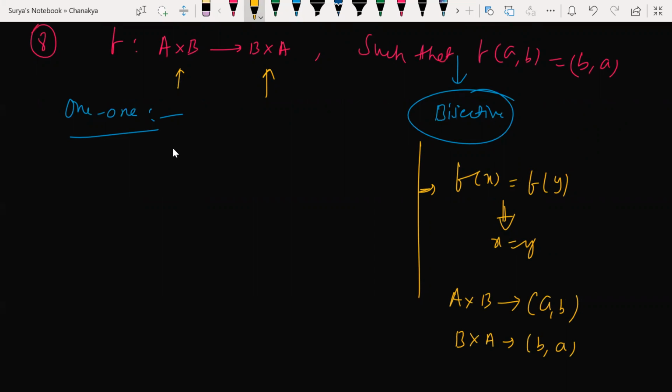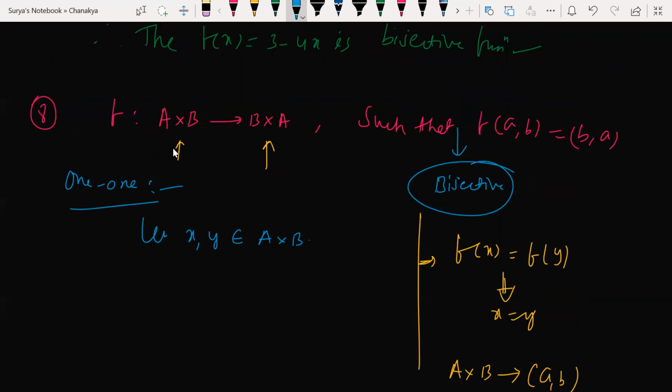Now let x comma y belong to A cross B. So here, let me take x as A1 comma B1, as Adyasha suggested. We'll proceed like that, 100% correct. x is equal to A1 comma B1. Let's take y is equal to some A2 comma B2. Perfect.